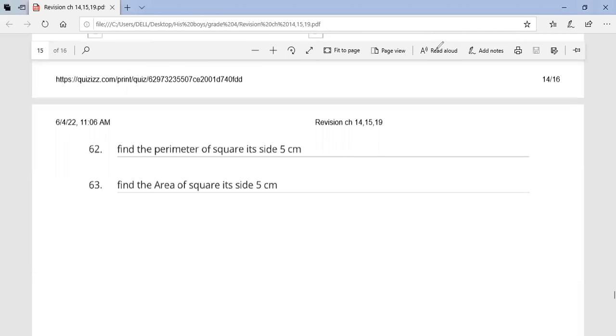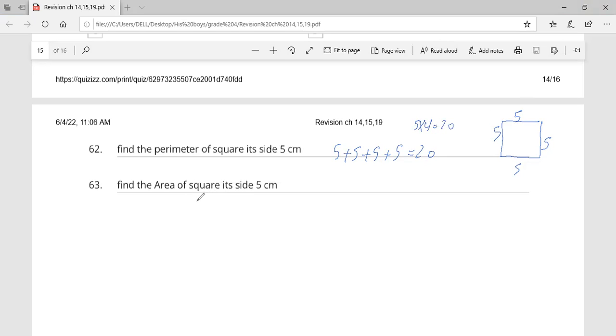Find the perimeter of a square. Here is the perimeter of the square. Don't be confused, because we have a square. Here is a square, and each side, because it is a square, each side is equal: 5, 5, 5, 5. We can add 5 plus 5 plus 5 plus 5. Okay, 20. Or because 5 is repeated 4 times, you can say 5 multiplied by 4. We get 20 also.